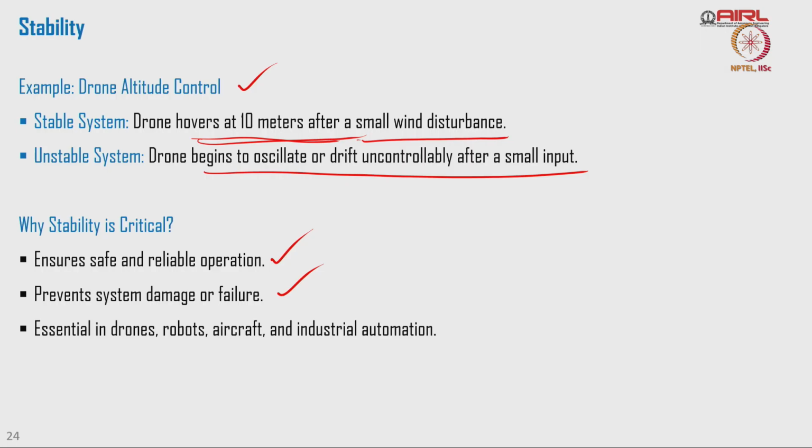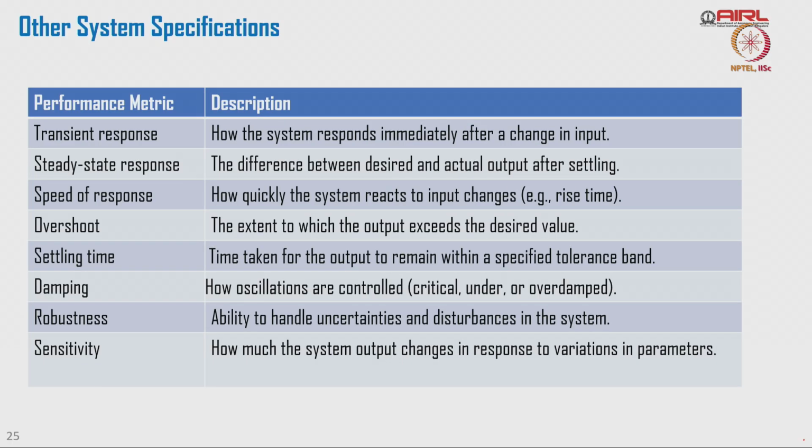It is essential to maintain stability, and accordingly we should design the control system so that with some input command we get a desired performance out of the systems. Now, we will go through some other system specifications or performance metrics. One is transient response, which will be covered in a later lecture. It describes how the system responds immediately after it gets some change in the input.